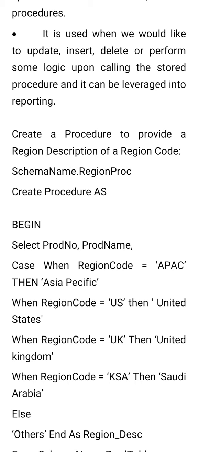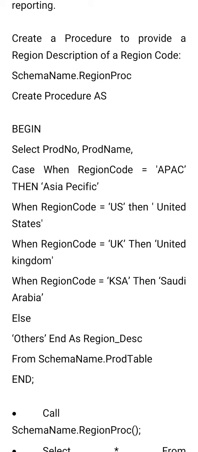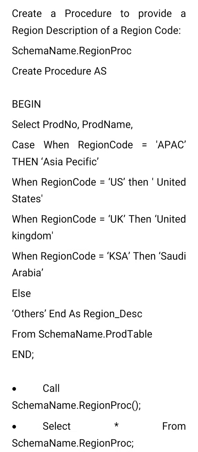So how can we create a procedure? Create procedure, name of the procedure, and between begin and end we write our select statement or logic or whatever it is. What I have written is, I am selecting product number and product name and writing a case. Region code is coming from the source system. When region code is APAC, then it should be Asia Pacific. If it is US, then it should be United States, and so on. When it is UK, it's United Kingdom.